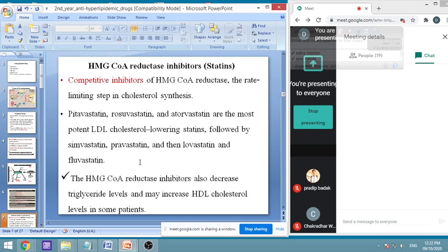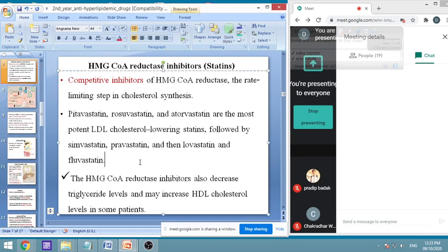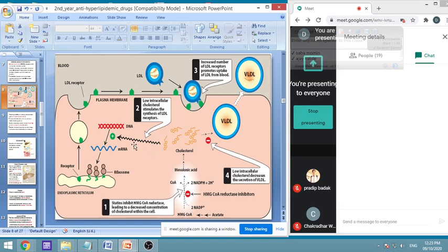These drugs, the HMG-CoA reductase inhibitors, are competitive inhibitors of the HMG-CoA reductase enzyme, which is the rate limiting step in cholesterol synthesis. Pitavastatin, rosuvastatin, and atorvastatin are the most potent LDL cholesterol lowering statins, followed by simvastatin, pravastatin, and lastly lovastatin and fluvastatin. They also decrease triglyceride levels and may increase HDL cholesterol in some patients, providing a triple benefit: increasing HDL is good and decreasing triglyceride is also good. So apart from decreasing the LDL, they can decrease triglycerides and increase the HDL. This is the mechanism.